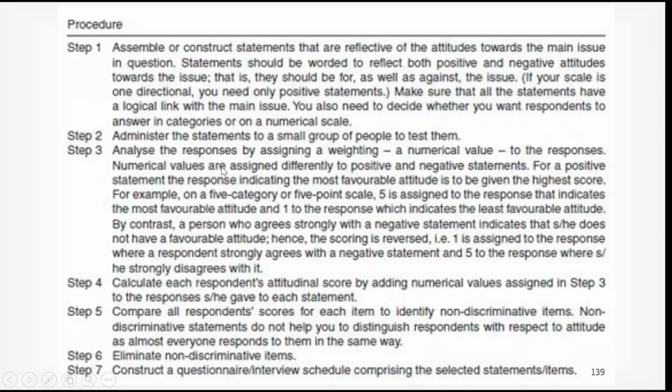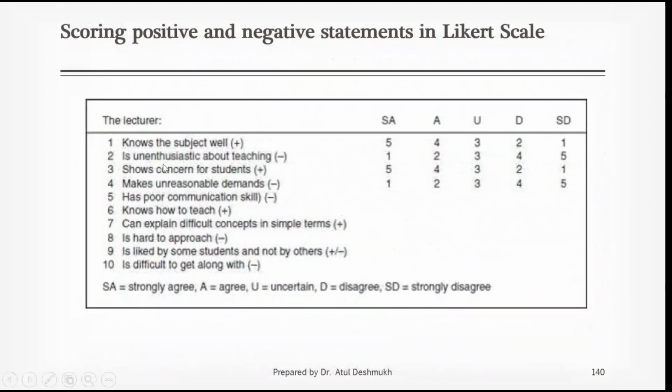Okay. Analyze the responses by assigning a weighting, that is a numerical value, to the responses. For a positive statement, the response indicating the most favorable attitude will get the highest score. For example, on a 5-category or 5-point scale, 5 is assigned to the response that indicates the most favorable attitude and 1 to the response which indicates the least favorable attitude. Just now I explained this. By contrast, a person who agrees strongly with a negative statement indicates that he or she does not have a favorable attitude. I have already explained this: for negative statements what is the marking system, and for positive statements what is the marking system.